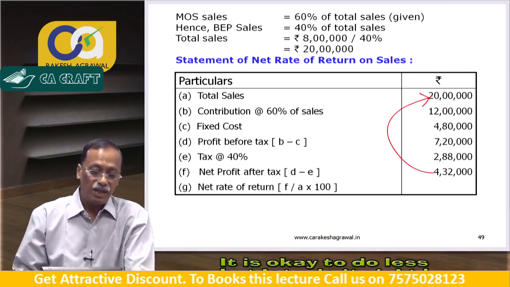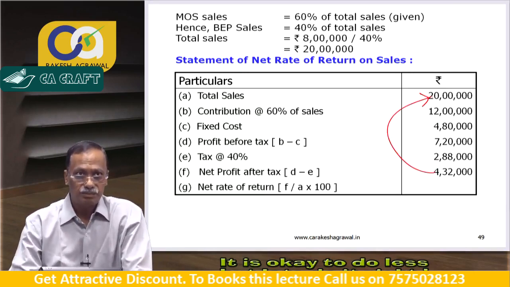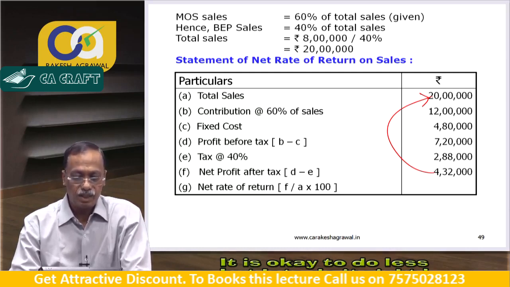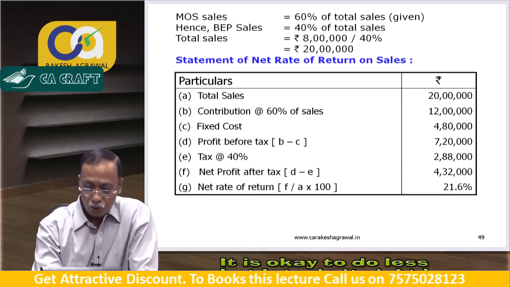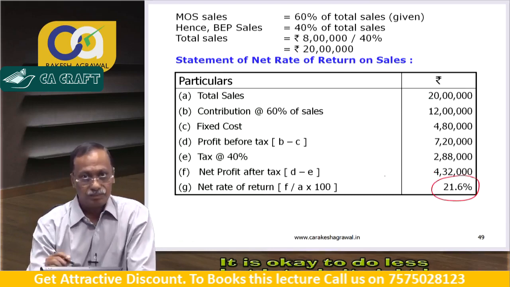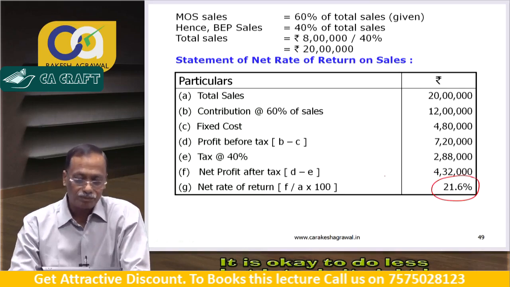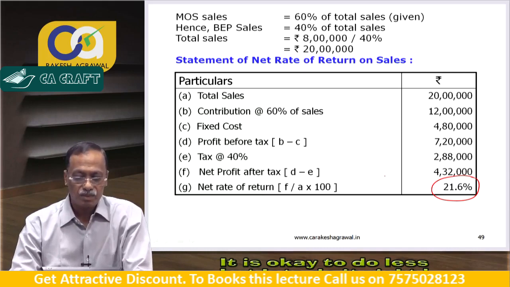Point number G, net rate of return, that is F divided by A into 100. And this is the answer, 21.6%. Those who got this answer earlier on their own, very good, congratulations. You have done a good job, right? Those who got this answer already, 21.6%.